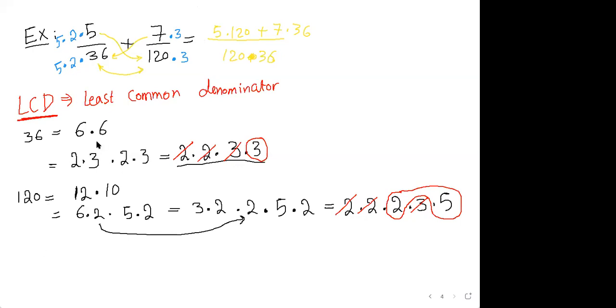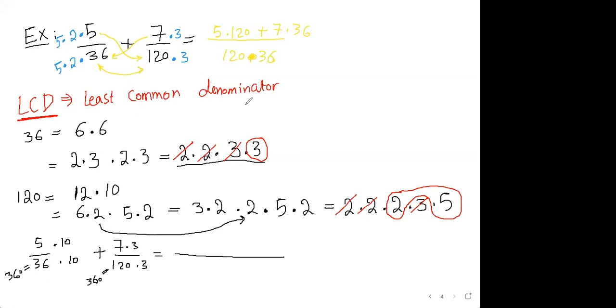Okay. So the 5 times 10, 36 times 10. So what do I get? 5 over 36 times 10, here times 10, plus 7 times 3, 120 times 3. So now the fraction becomes so easy because both of the denominators will be the same. This is equal to 360.